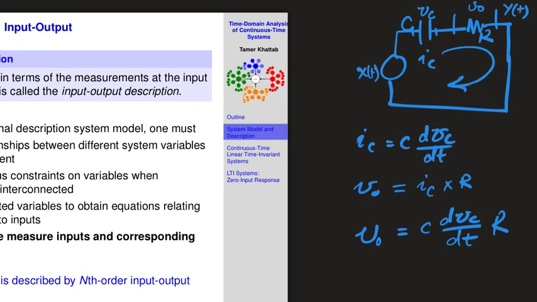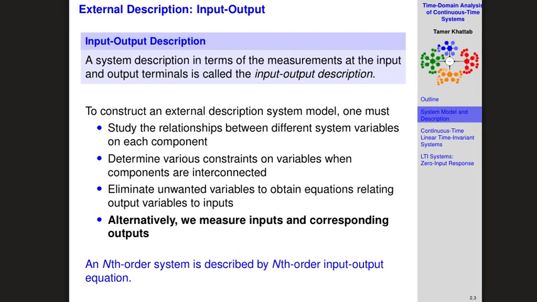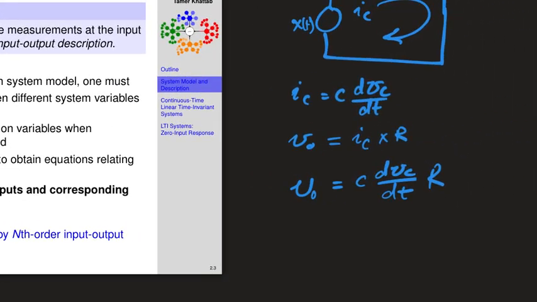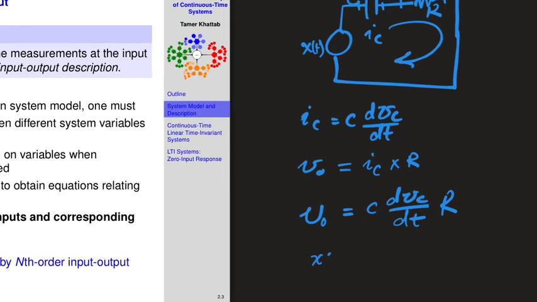If you look at the slide, these are the first two steps that are mentioned in the slide over here. Study the relationship between different system variables on each component, determine various constraints on variables when components are interconnected together. You end up with a set of equations. So let's continue what we were doing. The coming one says that x of t plus vc plus v out, which is y of t, your output, right?